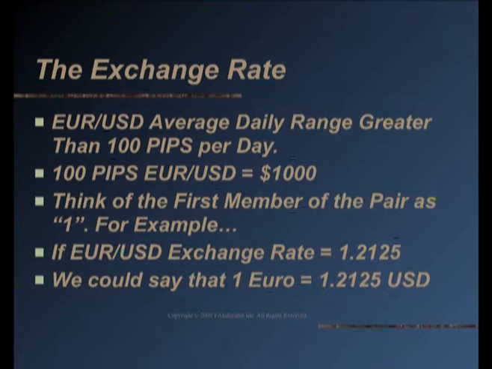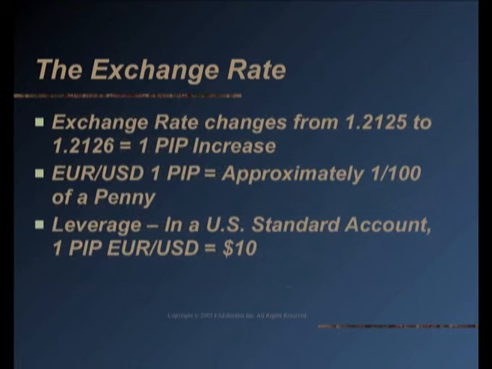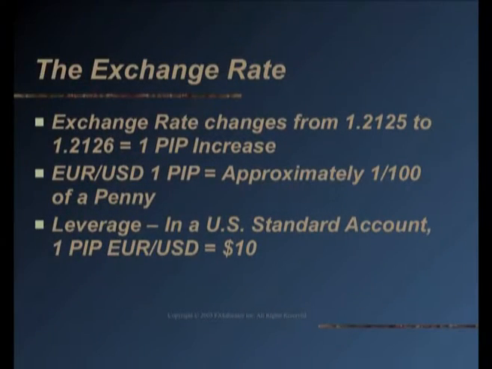Let's assume that the exchange rate changes. It increases from 1.2125 to 1.2126. That is a 1 pip increase. That is the smallest move that it can make. So, in the euro-US dollar currency pair, 1 pip is actually equal to approximately 1/100th of a penny, because remember, we carried it out to 4 decimal spaces. So 1 pip is actually, in real life, the equivalent of 1/100th of a penny, approximately.